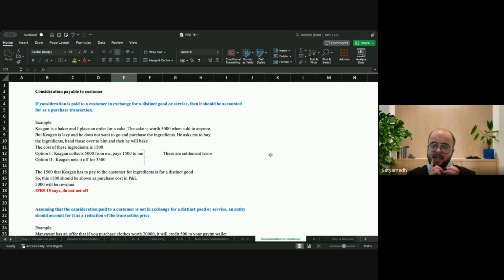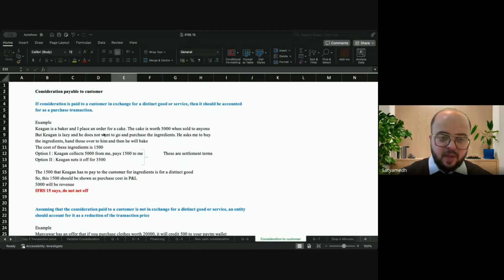IFRS 15 says that if consideration is paid to a customer in exchange for a distinct good or service, if it is for a specific good or service, then it should be accounted for as a purchase transaction. IFRS 15 says you are not allowed to net it off. You cannot do 5000 minus 1500 and show only 3500 as revenue. You have to show 5000 as revenue, 1500 as purchase. This is consideration payable to a customer for a distinct good or service.